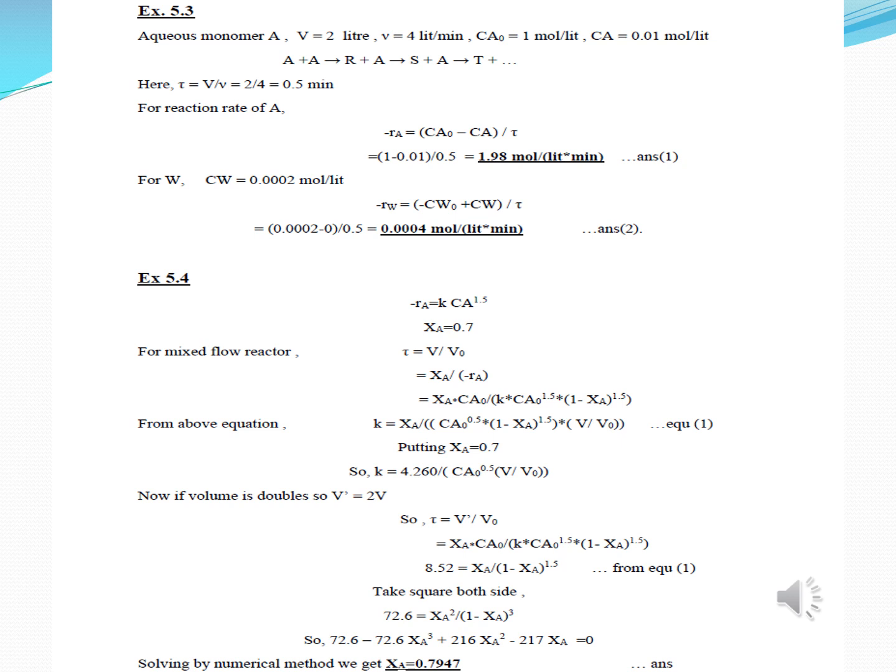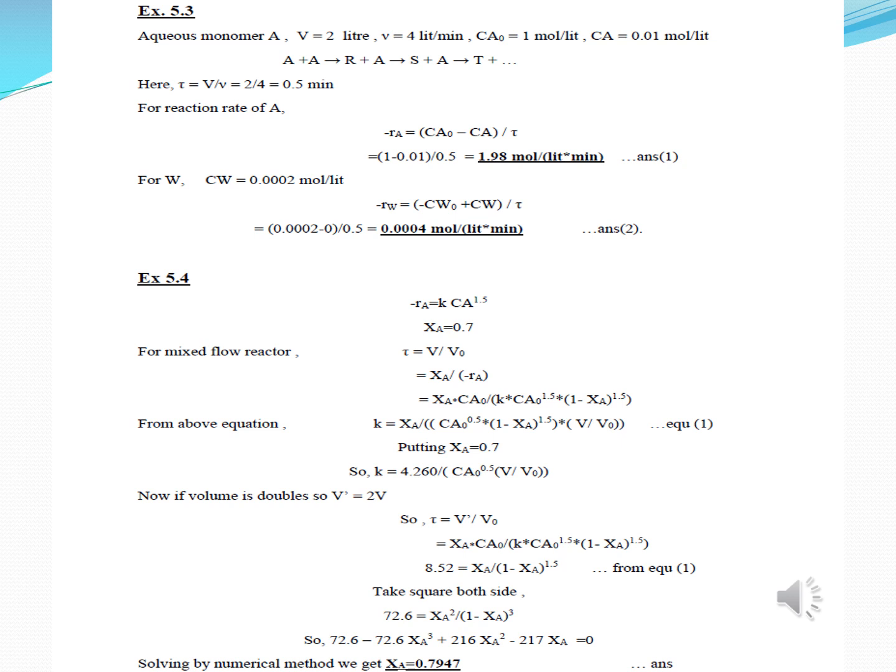And further we write the expression in terms of k, and we get this expression. Now put the value of Xa as 0.7, which was already given in the statement, conversion 70%. When we put the 70% conversion, we get this expression: k is equal to 4.260 divided by Ca naught to the power 0.5 multiplied by V naught. So this expression has been developed. Now the statement says that we have to double the volume of the new reactor. So we take the new volume V prime equal to 2V, where V was the previous volume.